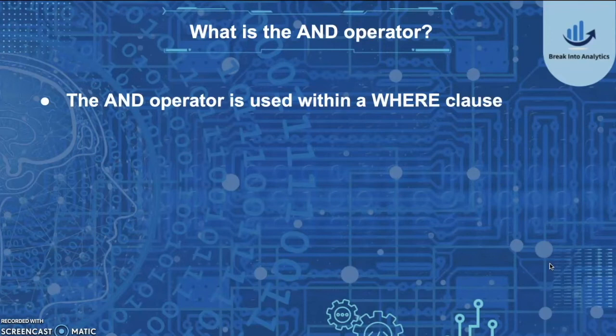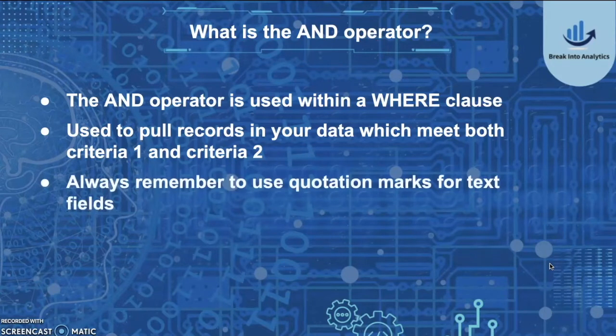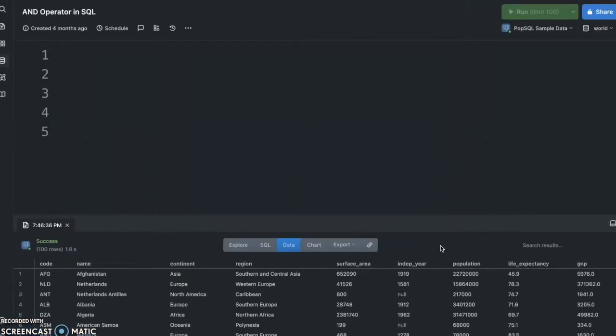The AND operator is used within a where clause, and it's used to pull records in your data which meet both criteria 1 and criteria 2. Always remember to use quotation marks for text fields when you're using anything in the where clause, including the AND operator. So let's see how this works.